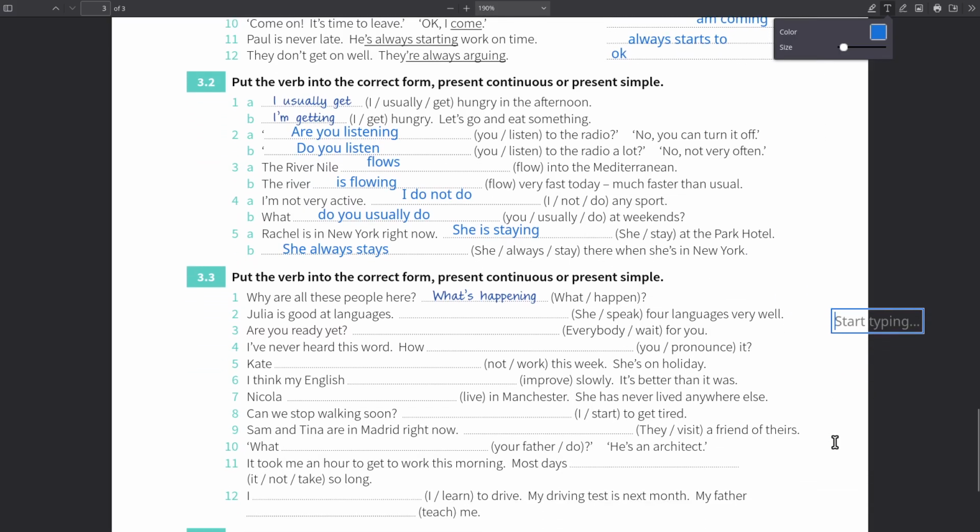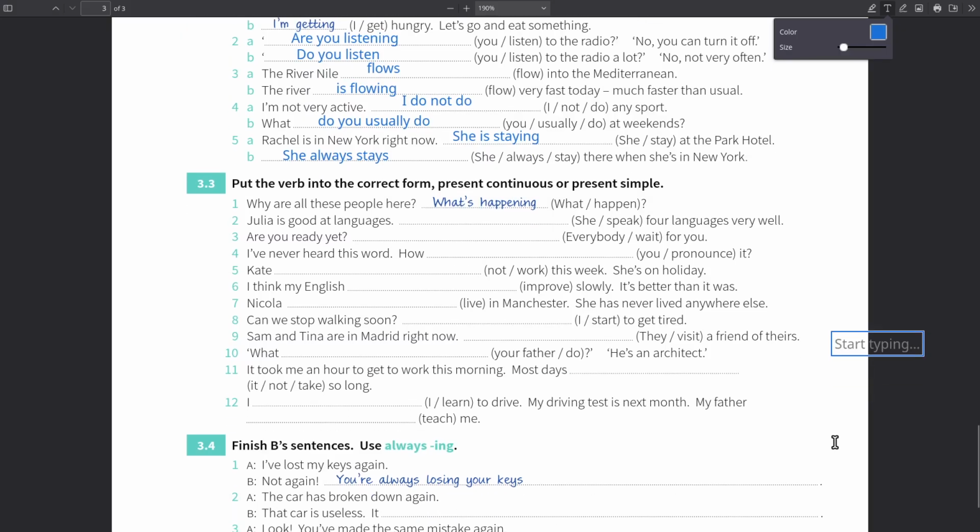Let's move on to the next one. Put the verb into the correct form. Present continuous or present simple. Okay, here we go again. Why are all these people here? What's happening? What's happening, right?